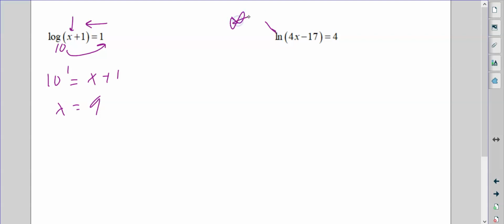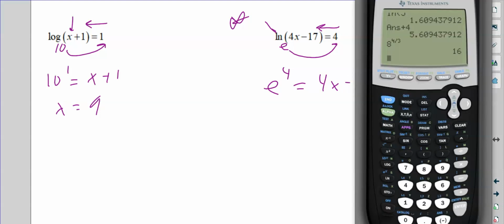Now here, remember, we see ln. As soon as we see that, something should go off in your head. Wait a minute. That's a base of e. But we can still do this. Swish and flick. E to the 4th equals 4x minus 17. And remember, e to any number is a number. So e to the 4th power is 54.5981. Sorry, 54.5982.